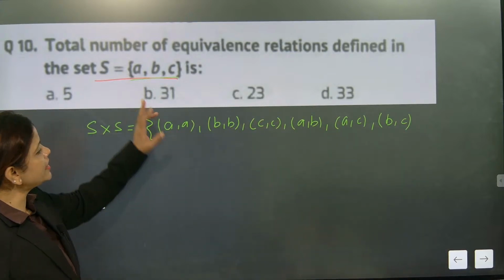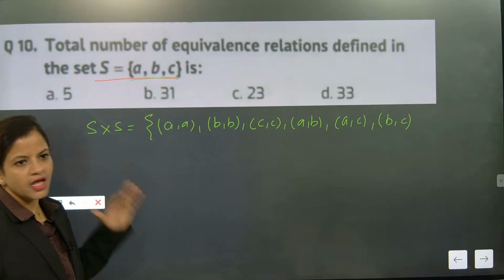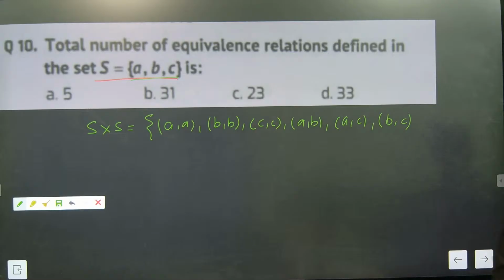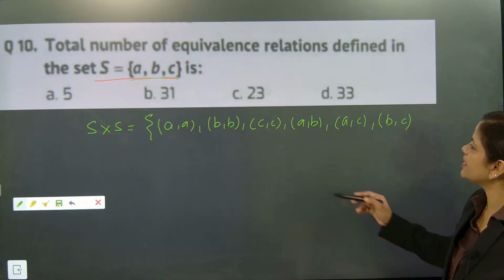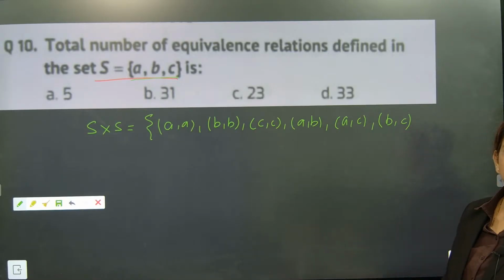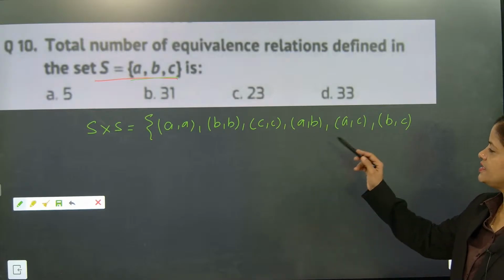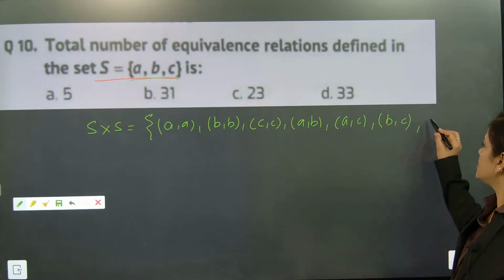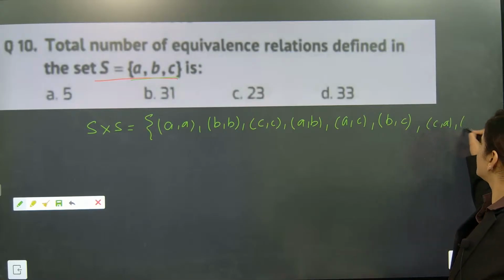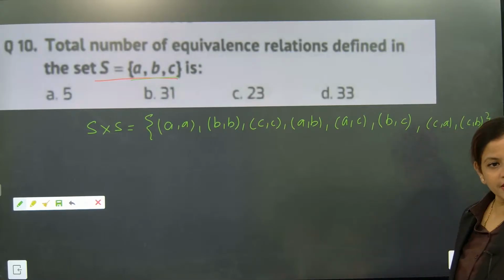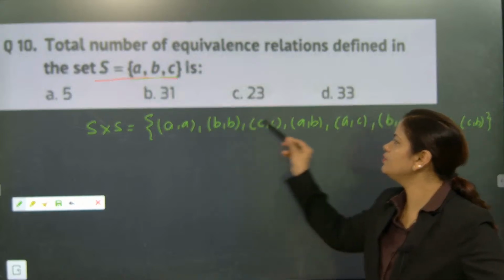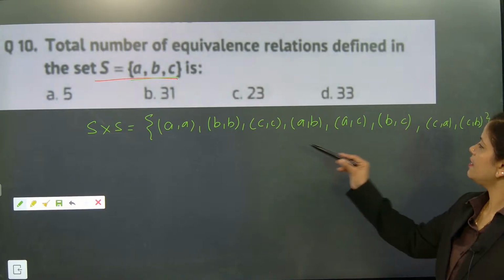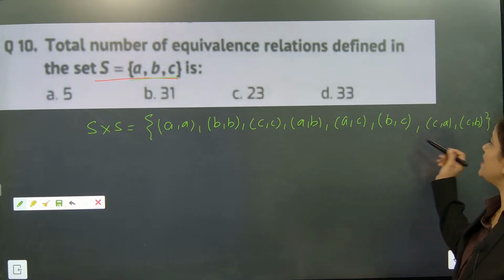Understood? So 9 elements will be 3 into 3, 9. Count: 1, 2, 3, 4, 5, 6. Still some elements are missing. Which elements are missing, beta? AC is there. Which part is missing? AA, BB, CC, AB, AC, BC, and then CA, CB. That means all done. Count 1, 2, 3, 4, 5, 6, 7, 8. Still one is missing. BA is missing.